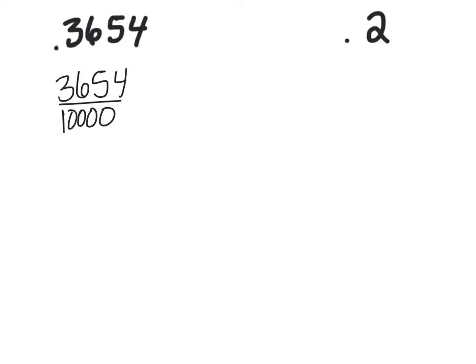Now reducing this one could be a little tricky because chances are you don't know what factors or numbers multiply to get you to 3,654. I don't even know that. What I noticed though is that 3,654 is even and 10,000 is even, so I can at least divide by 2 for both of them. If I do that, you get 1827 over 5,000.